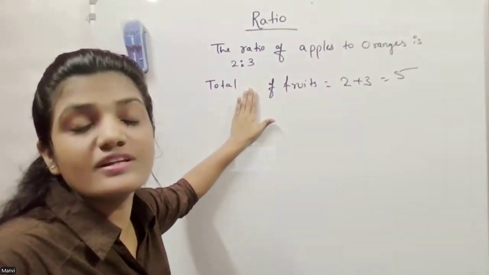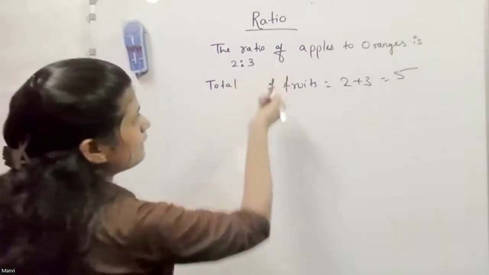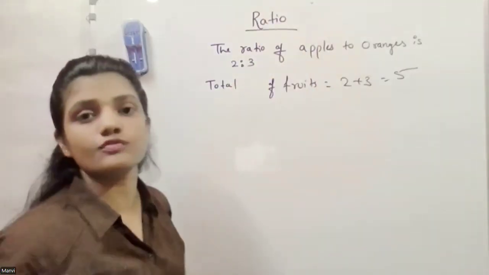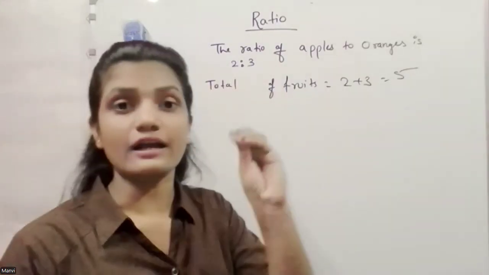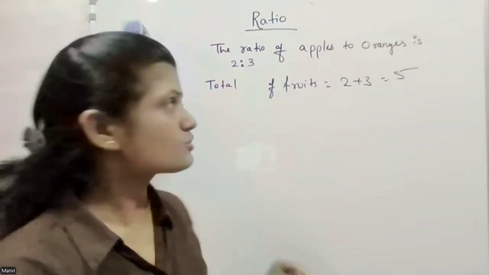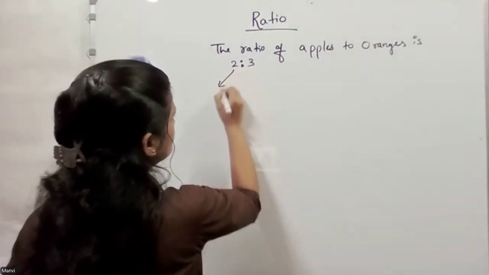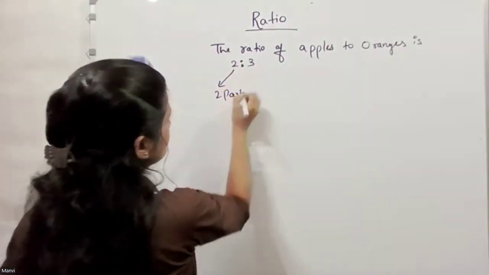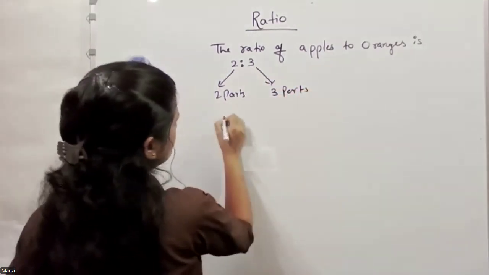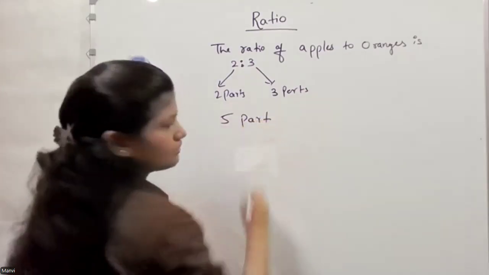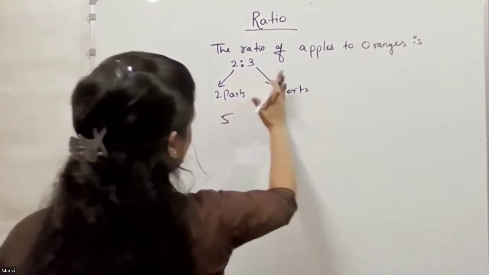The ratio is always written in its simplest form. So either it may be 4 apples or 6 oranges, then also we can simplify and write it like 2:3. So the ratio doesn't tell us about the actual quantity. So here just assume that this is 2 parts, and this is 3 parts. So total fruit will be 5 parts. This 5 is the total parts.